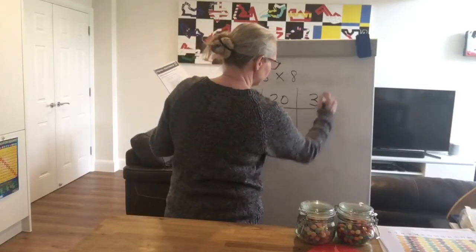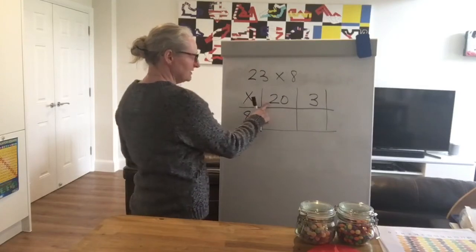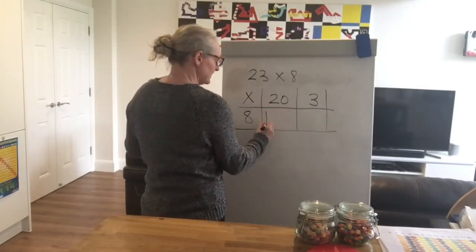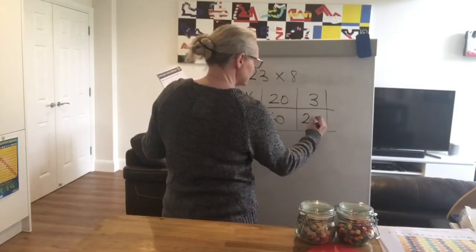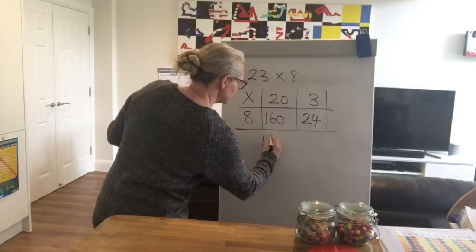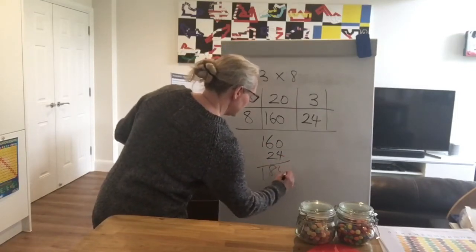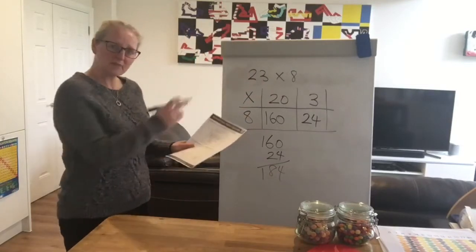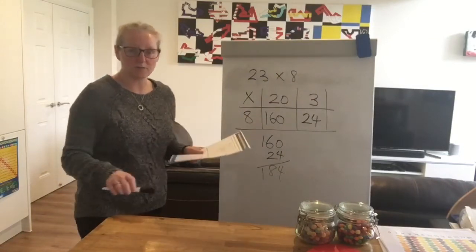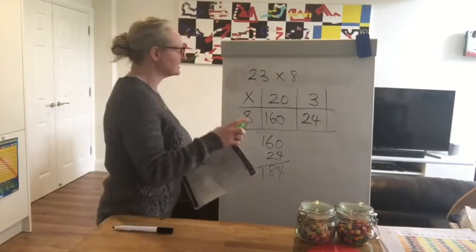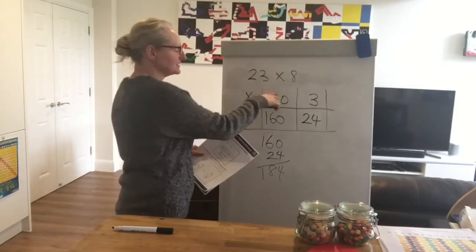And what we do is we build a grid, we multiply 8 by 20, which is 160. 8 times 3 is 24. And then we take 160 and we add 24 to it, we get 184. Okay? So that is multiplication by the grid method. And you can do this to quite complex problems, but the idea is understanding 23 as 20 plus 3.